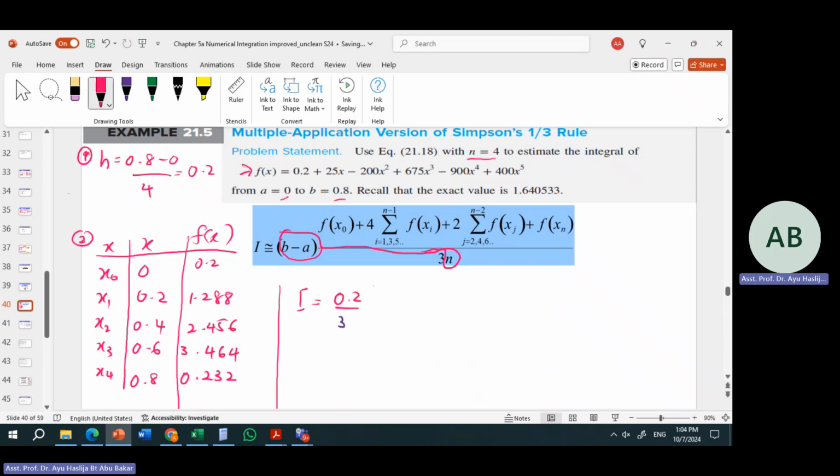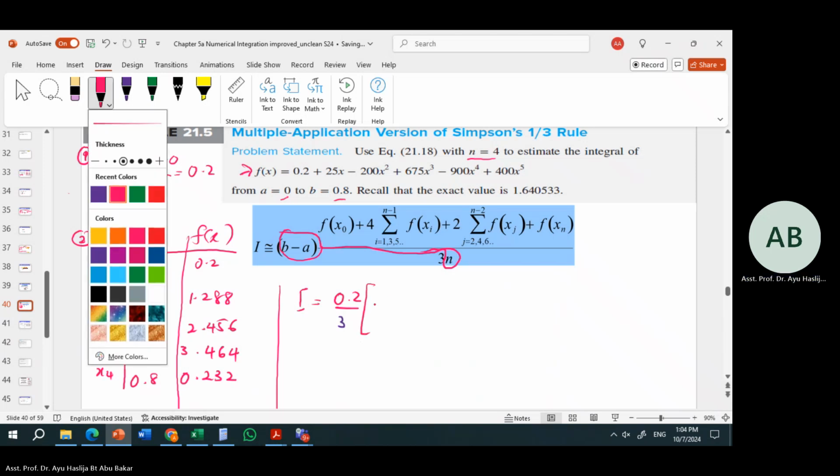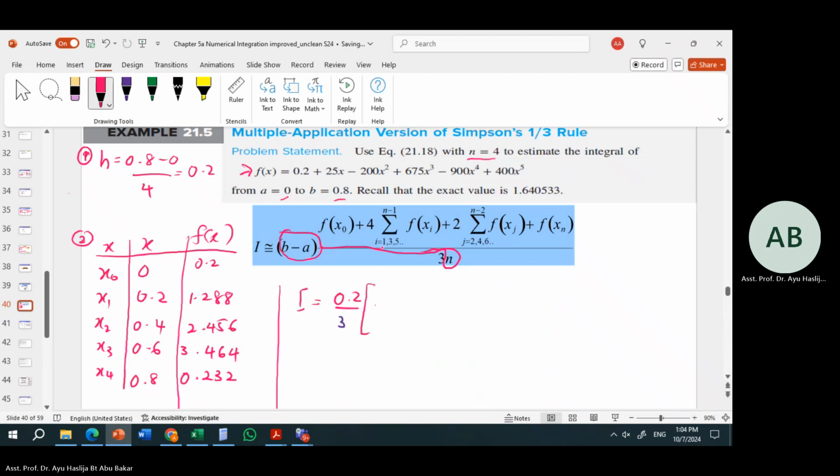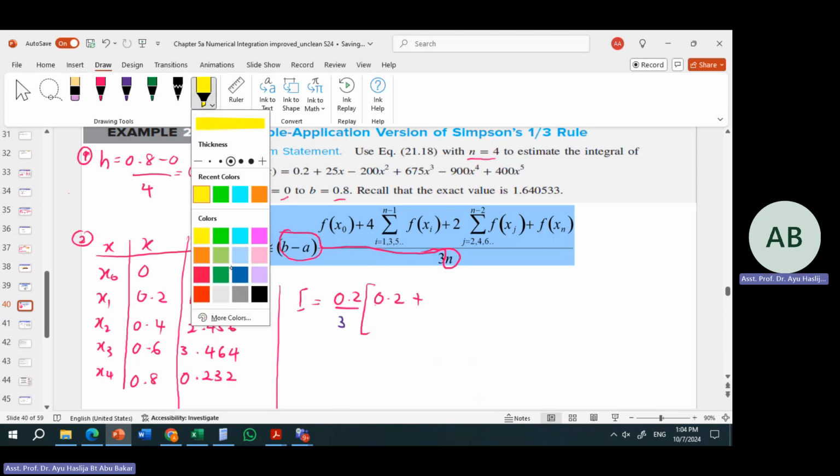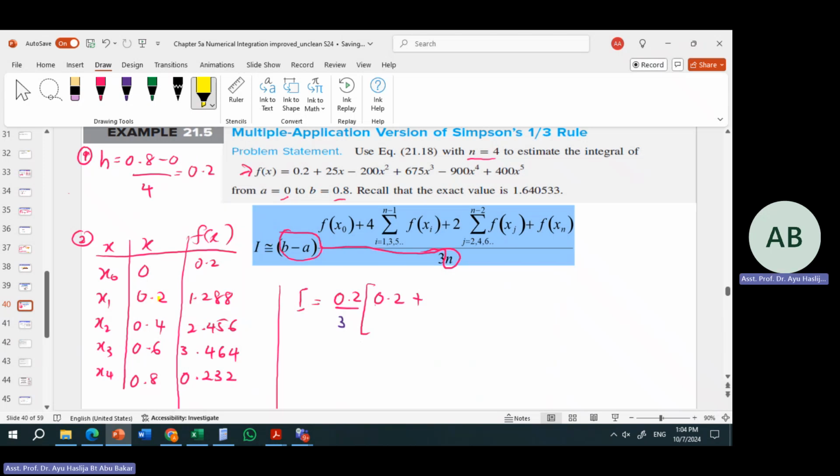Okay, then sub f(x0) 0.2. Okay, this part, odd data points. Odd. Now careful. x1, odd, okay. 1, 3. Those multiply by 4.